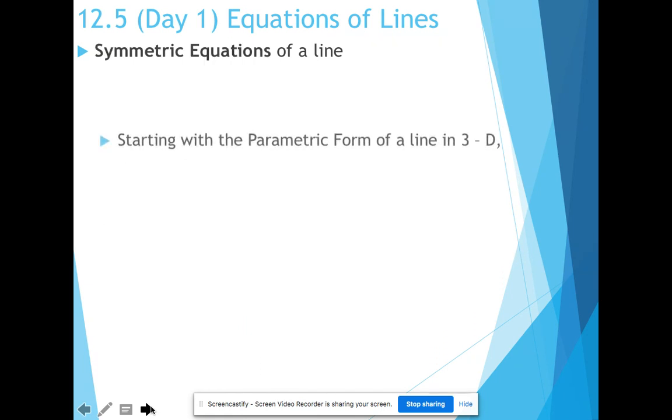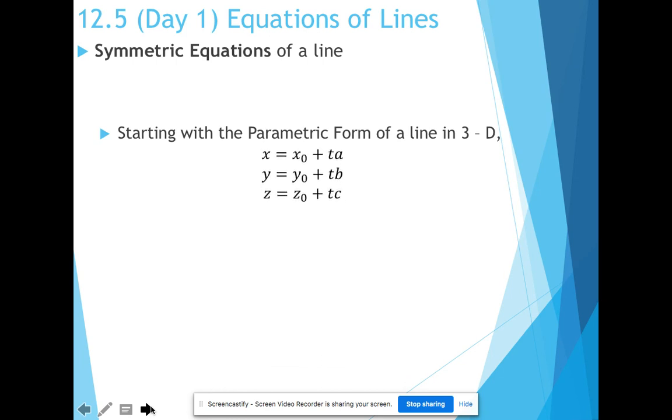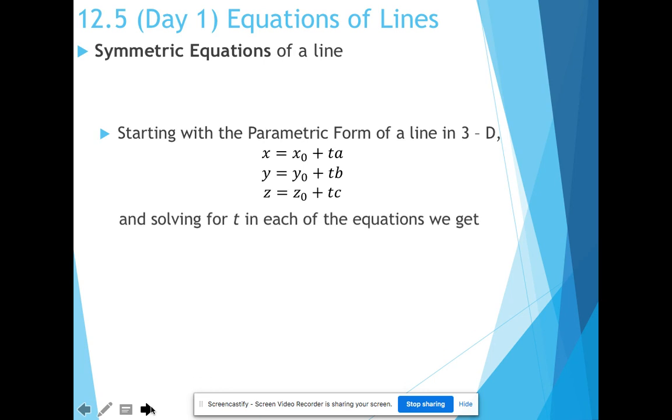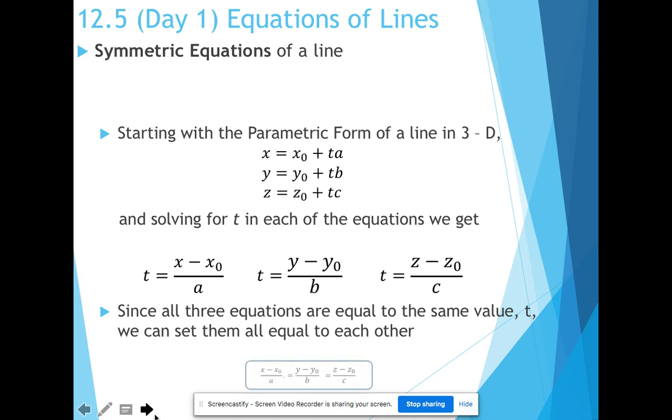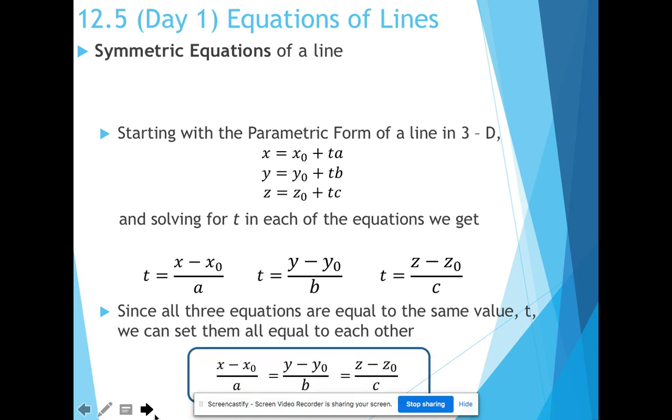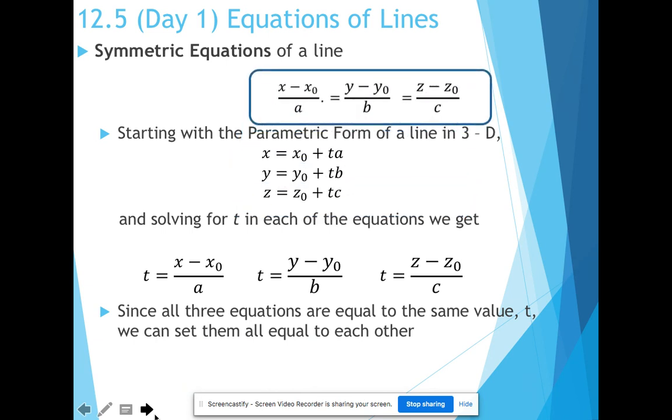Symmetric equation of a line starts with the parametric form that we got. Solve each one of those equations for t. Get t by itself by subtracting x sub 0 and dividing by a, subtract y sub 0 and divide by b, subtract z sub 0 and divide by c, and you get 3 equations equal to t. But since each one of those equations is equal to t, they have to be equal to each other. There is the symmetric form of a line.